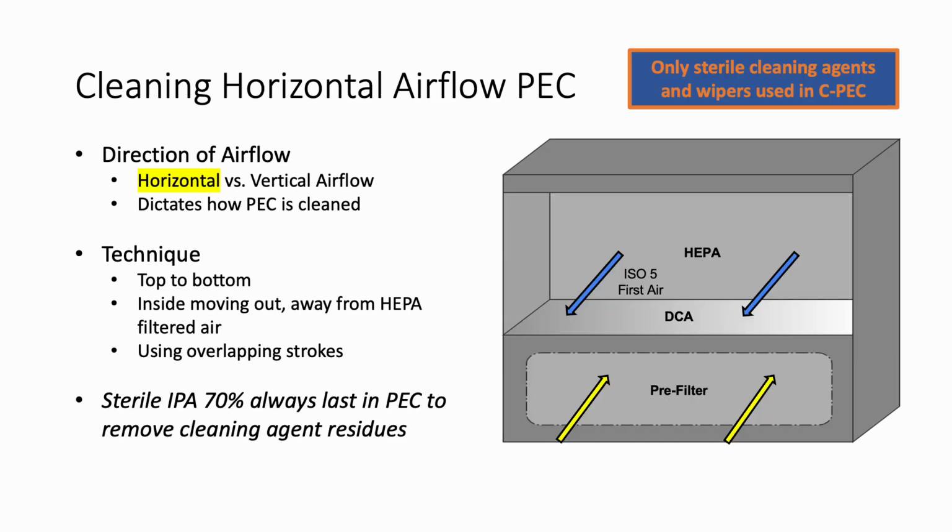When cleaning a horizontal airflow PEC or hood, we want to remember that, as best practice would dictate, the airflow helps dictate how we're going to actually clean the hood and the order in which it's cleaned. In normal circumstances, a horizontal airflow hood is going to be cleaned from top to bottom, moving from the inside out away from HEPA-filtered air using overlapping strokes. Remember that the cleaning agent and IPA and any other cleaning tools or wipers must be sterile.